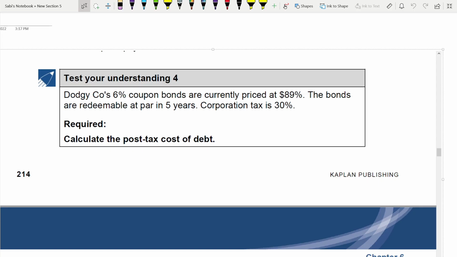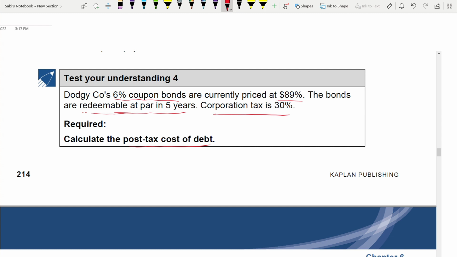Test your understanding 4. Here also you have to calculate the post-tax cost of debt. Okay, so you have been given the 6% coupon bond, which is priced 89%. Bonds are redeemable at par in 5 years, and corporation tax is 30%. They will always tell you it's redeemable at such time. If it's not, it's an irredeemable debt. Simple.